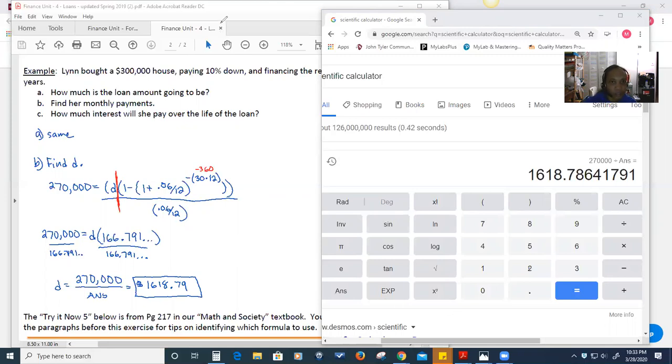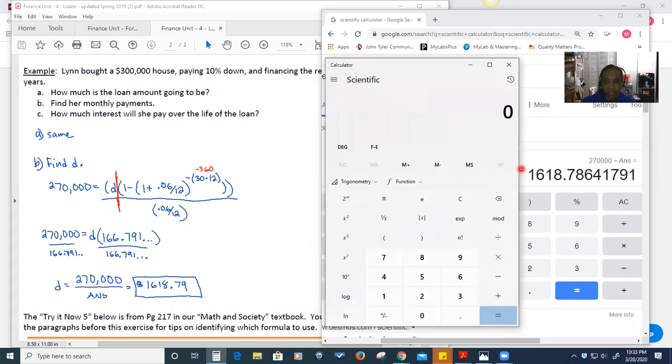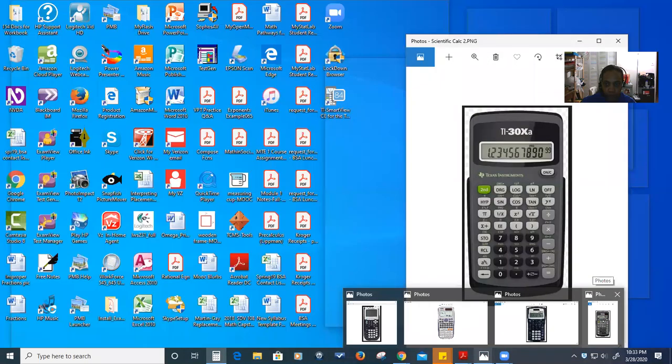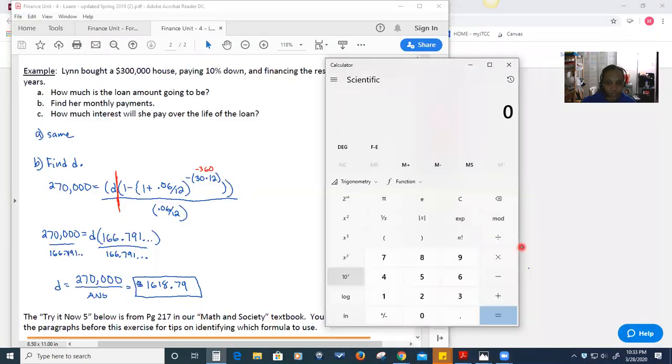Again, this one is for calculators that have the answer button. So if you've got this guy that doesn't have the answer button, okay, this bad boy again, you got to do it a little bit differently. So you're still punching in that numerator from the inside out. So 1 plus 0.06 over 12. Just 12. There we go. Enter.